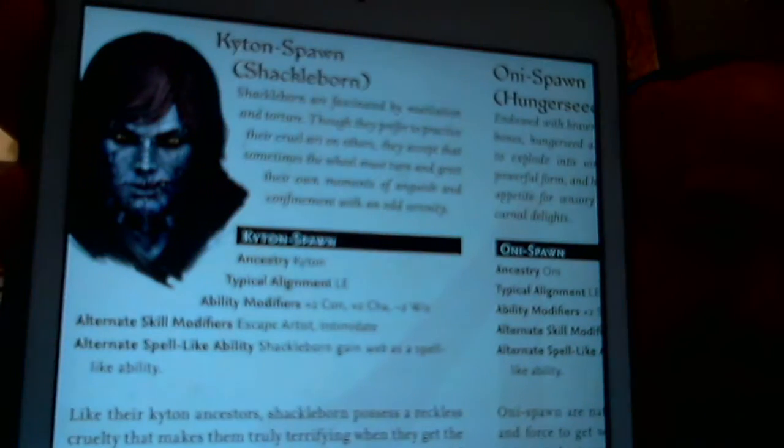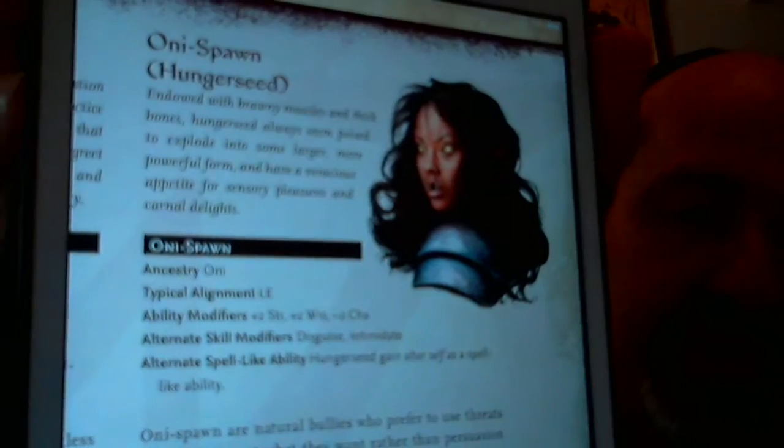The Chitons, so the pierced Chitons, or Shackleborn. They gain +2 con, charisma, and -2 wisdom, and they gain web as a spell-like ability. Now I love this because the Tieflings have much more diversity than the good beings do. The Oni Spawn, or Hunger Seed. I love that because of the animes I watch. These guys gain a +2 strength, wisdom, and a -2 charisma, and they have alter self, so they can blend in a lot easier.